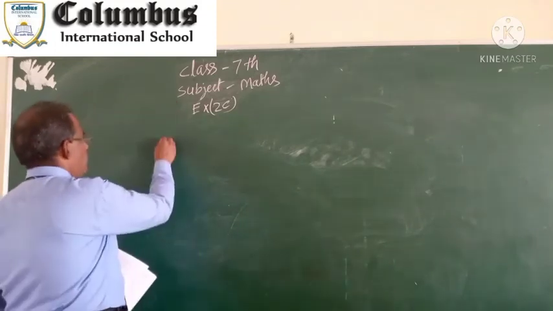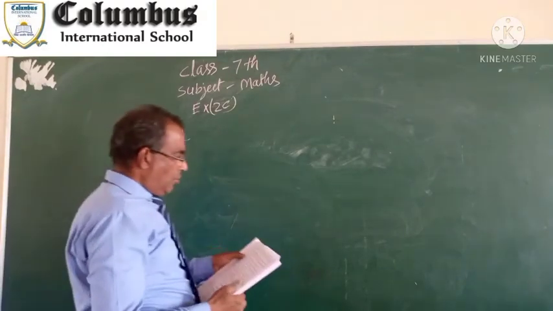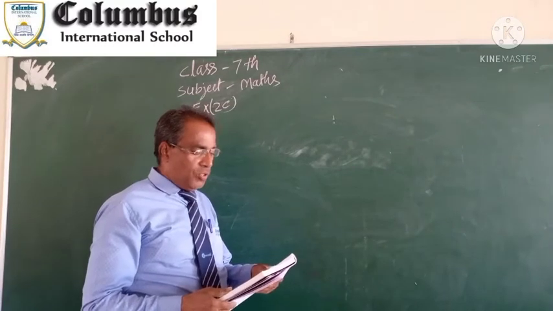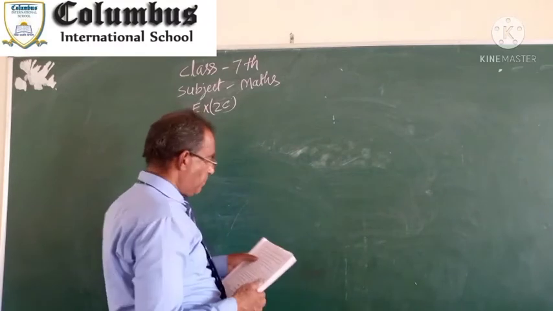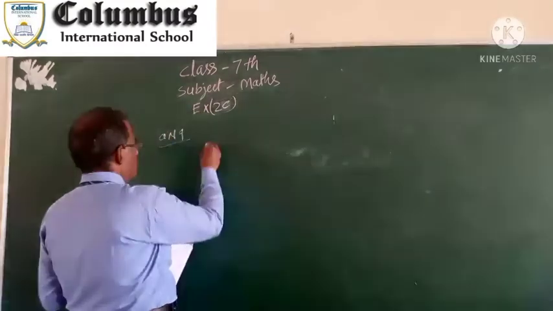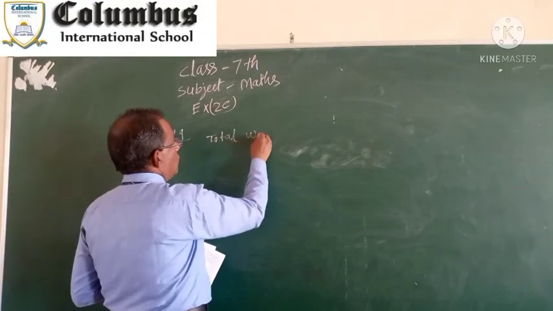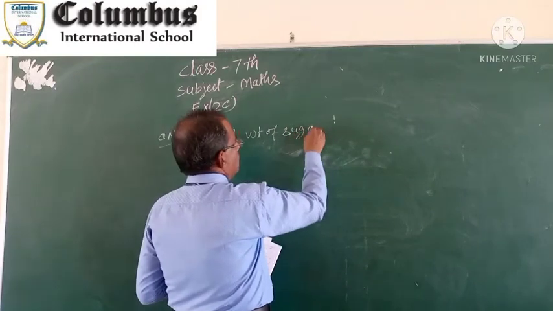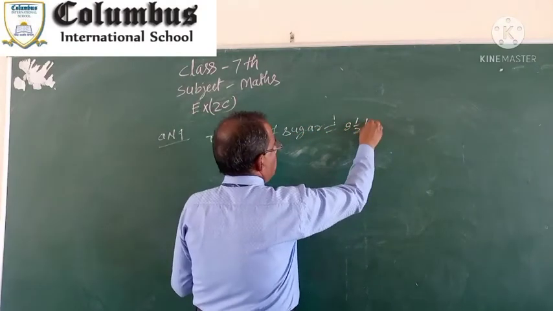Question number 9. We bought 8 and 1/2 kg of sugar for rupees 242 and 1/4. Find the price per kg. Total weight of sugar equal to 8 and 1/2 kg.